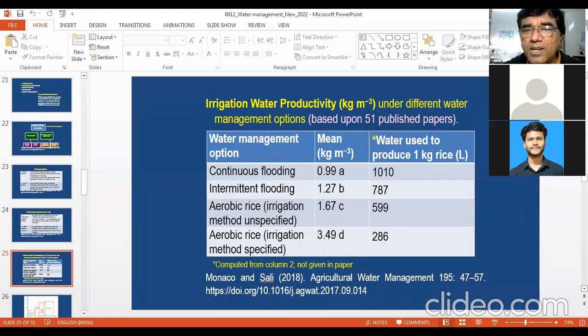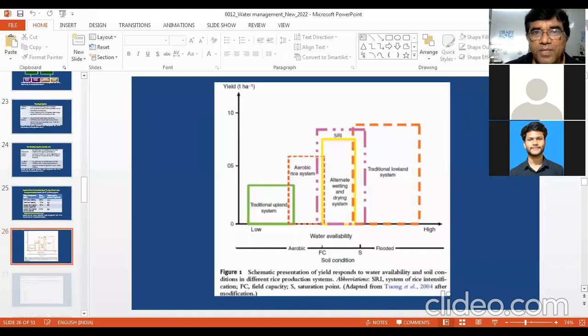kg rice. So continuous flooding needs the highest water. 1010 liters of water will give you 1 kg rice. If it is intermittent flooding, then 787. Aerobic rice, 599. And aerobic rice, just 286 liters of water can give you 1 kg grain of rice. So this is the message from this table.